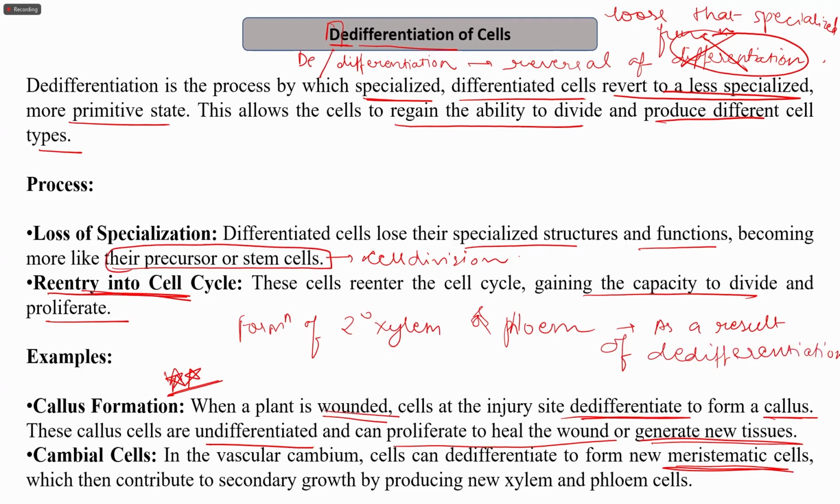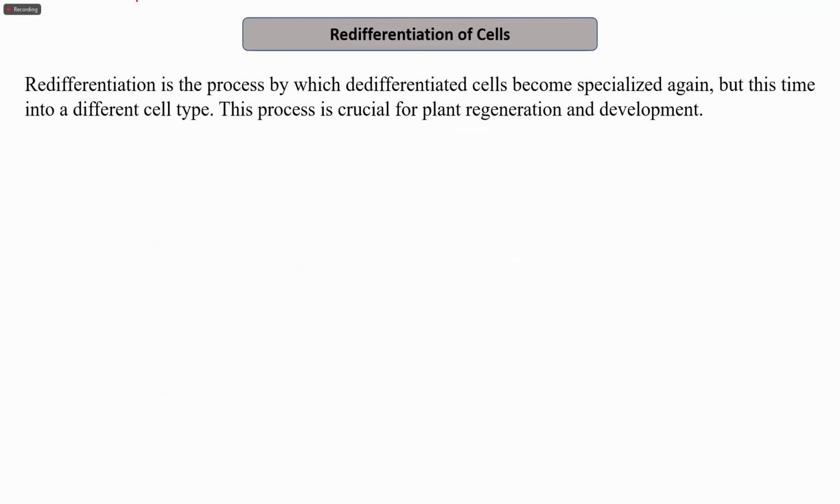Right? The third one is re-differentiation. As the name suggests, that is, again differentiated. Re-differentiation, again undergo differentiation. Re-differentiation is a process by which de-differentiated cells that have initially lost their structure and acquired the ability to divide again become specialized, but this time into a different cell type. This process is crucial for plant regeneration and development.